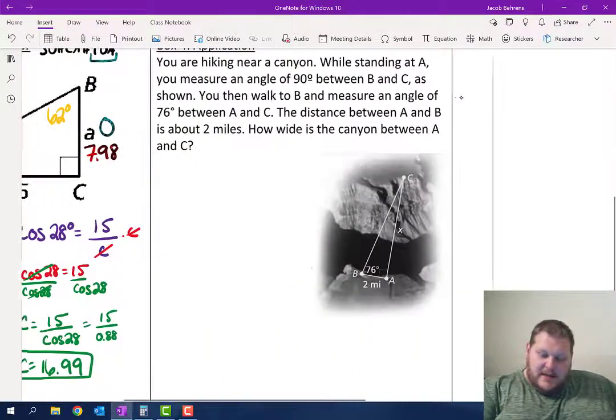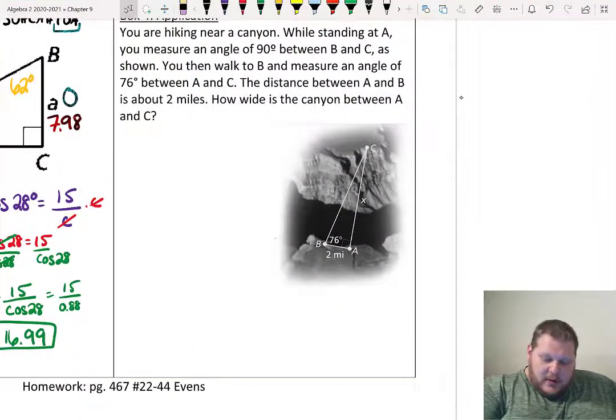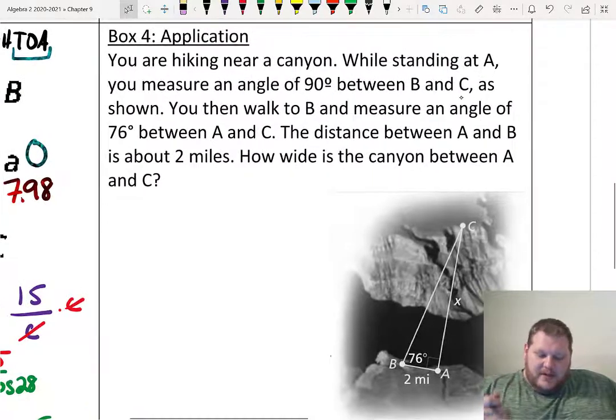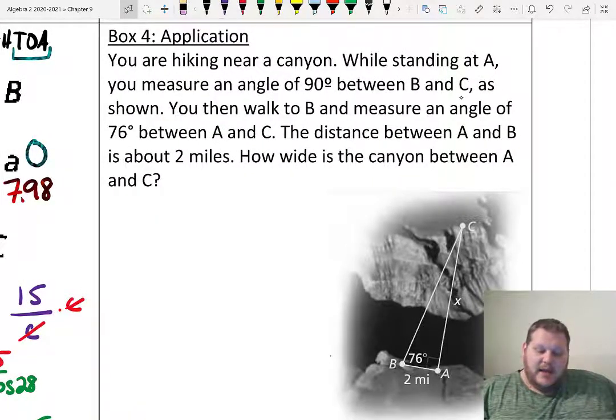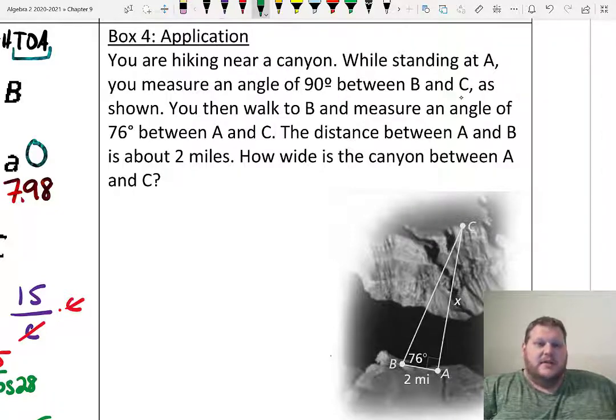All right, last but not least, a little word problem here. Box 4 is an application problem. It says we're hiking near a canyon, standing at point A, which is the bottom right here. You measure an angle of 90 degrees between B and C, as shown. So you look to the left, you see B, which is on your same cliff side, and then you turn exactly 90 degrees over to the other side, and that's point C.